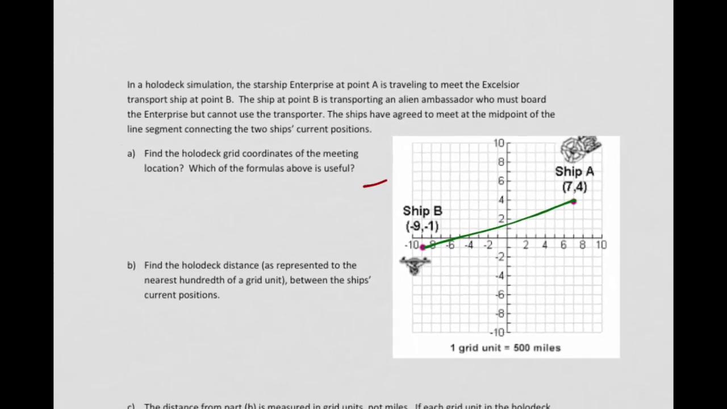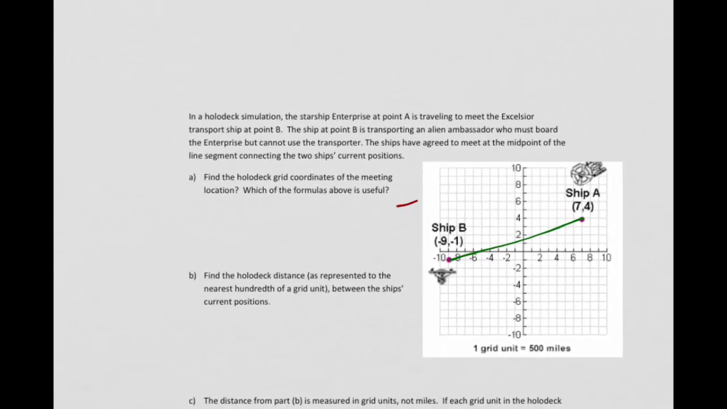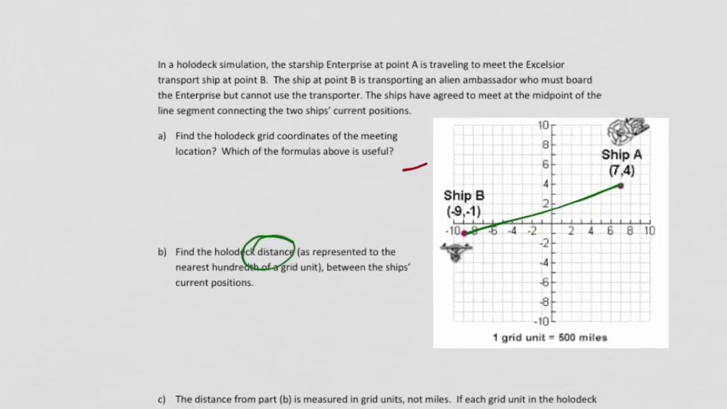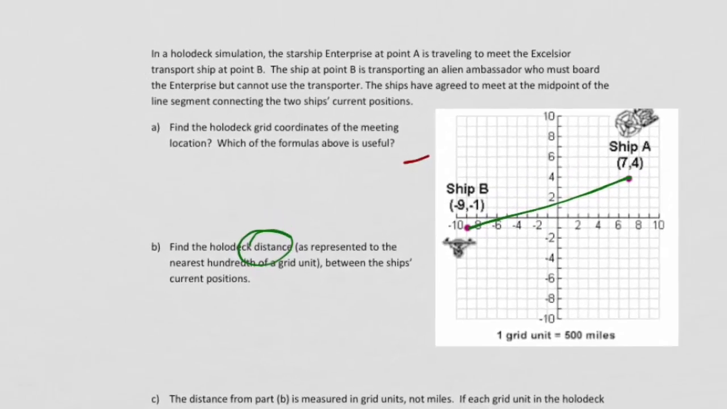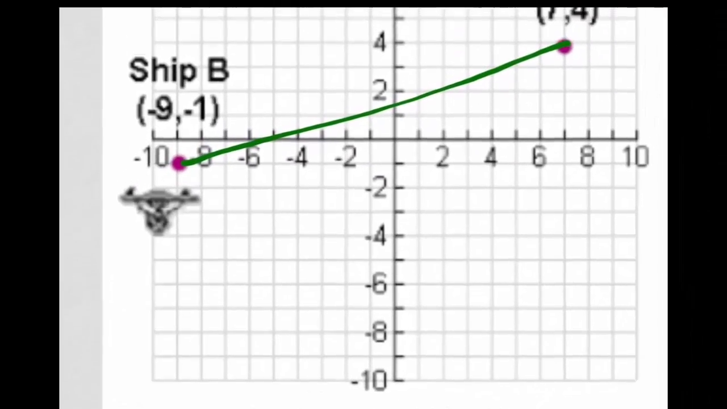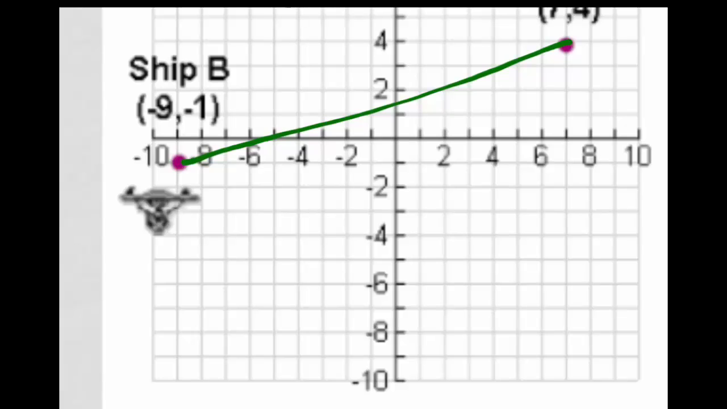Now the second thing that you're supposed to do is find the distance. So here's your distance. You need to find the distance, to the nearest hundredth of a grid unit, between those two. In order to do that, you're going to need to find out what your x2 minus x1 is, and what your y2 minus y1 is, and that will give you the rest that you need in order to apply the distance formula, which is our algebraic use of the Pythagorean theorem.